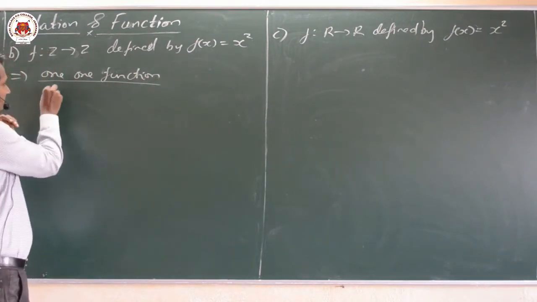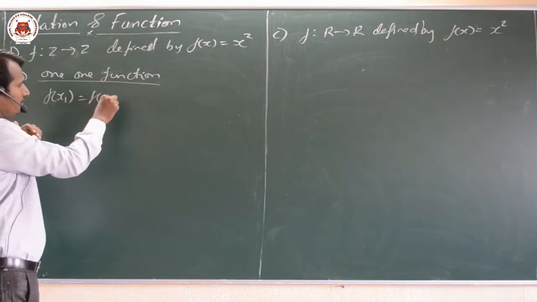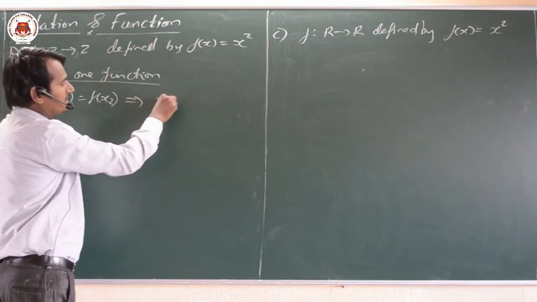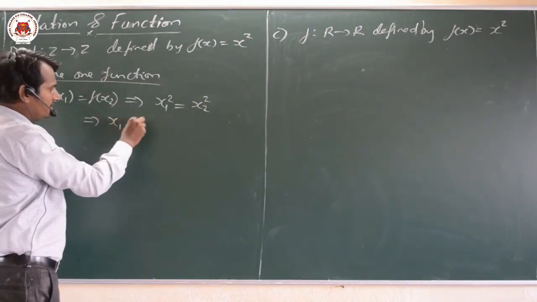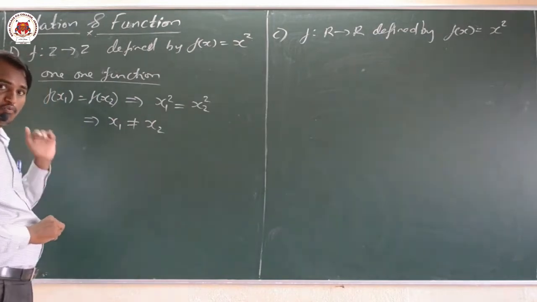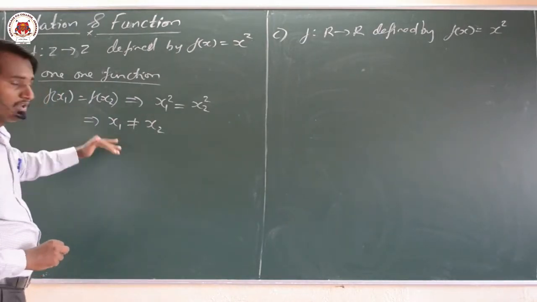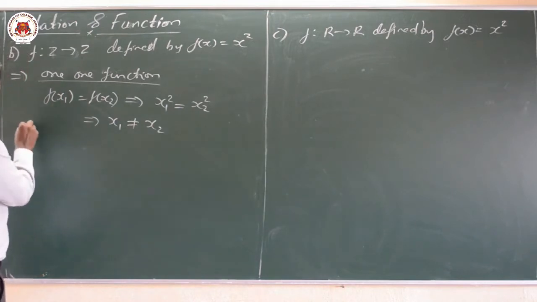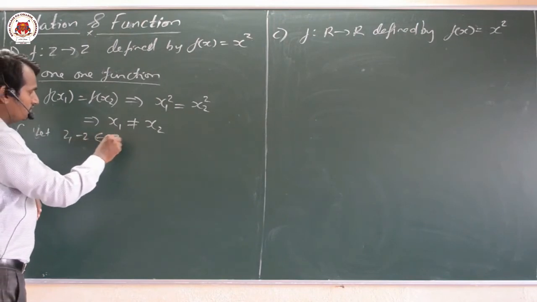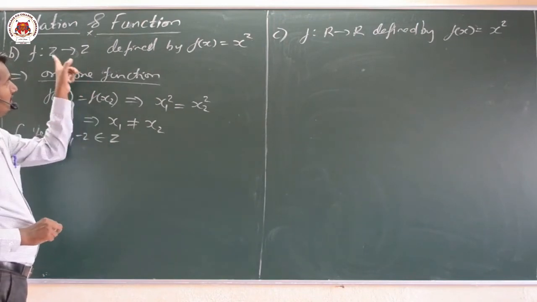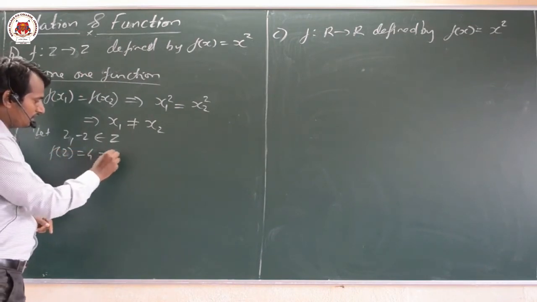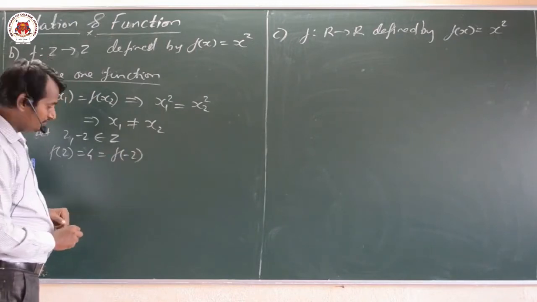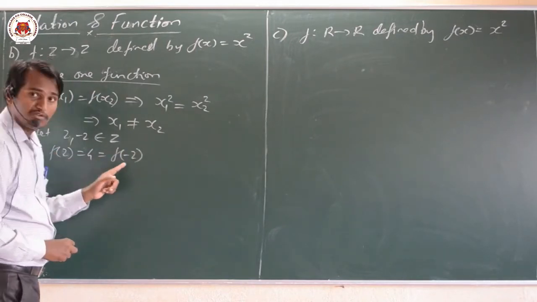That is, f of x1 equal to f of x2 implies x1 square equal to x2 square, which implies x1 is not equal to x2. Why take x1 not equal to x2? Because we take a simple example for this. Let 2 and minus 2 belong to the domain Z. Here we can observe f of 2 equal to 4 equal to f of minus 2.